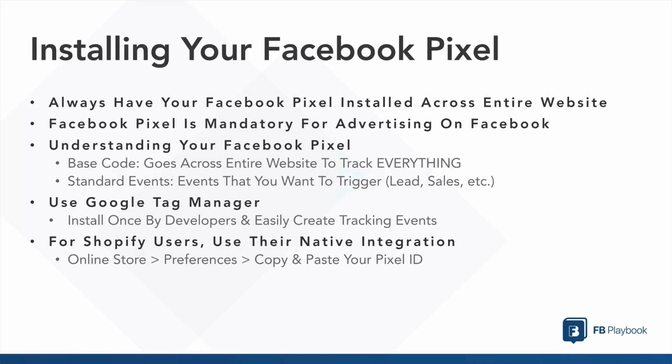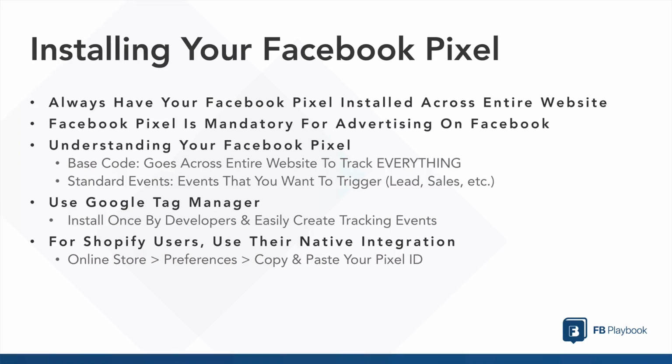These are additional codes that you need to input along with your base code to signal to Facebook what events you want to track. For example, it can be lead generation, complete registration, sales, sign up form, or whatever it is. And that's going to provide Facebook more data on what your ultimate goal is when you are advertising on Facebook. So don't just have your base code in place. Make sure that you also have standard events in place at the same time.